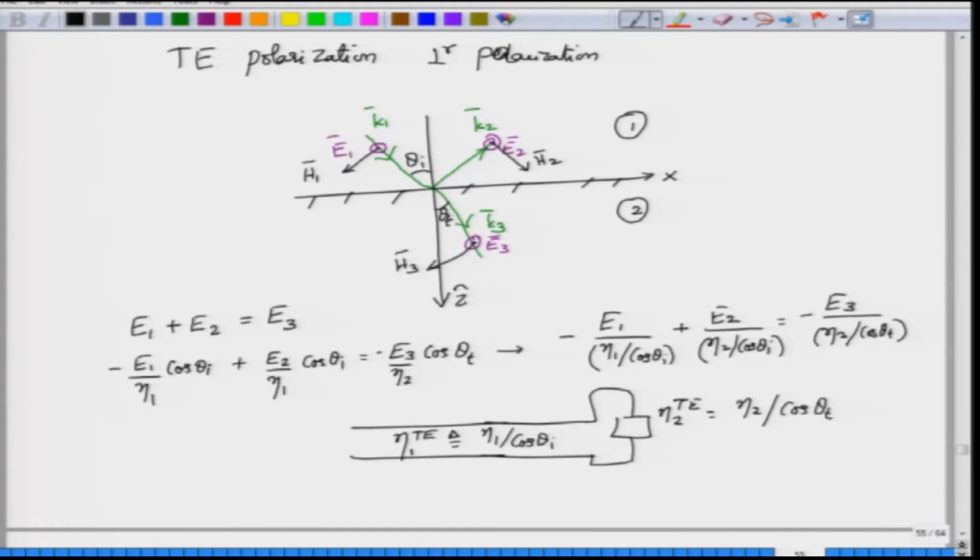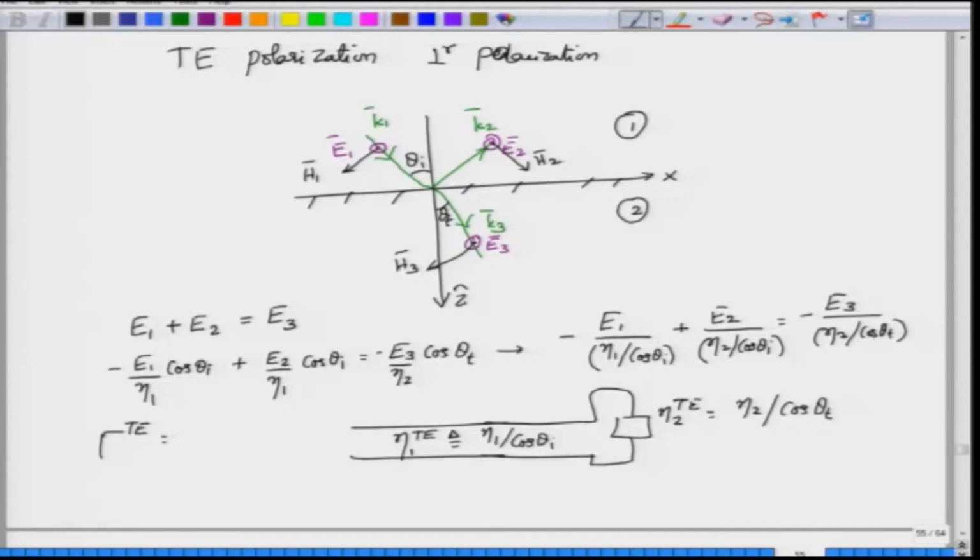So what you should understand is that this scenario of TE polarization can be made exactly analogous to a transmission line that we have already seen, with the impedance eta 1 TE for the main transmission line. That transmission line is terminated in the load whose impedance is eta 2 TE. So from this it is very easy to write down the expression for gamma TE. This would be eta 2 TE minus eta 1 TE divided by eta 2 TE plus eta 1 TE. Okay. You can expand this equation and show that this is what you actually get if you were to solve this set of equations.